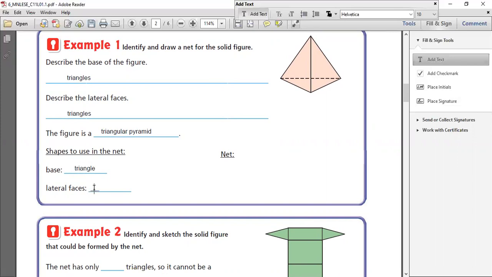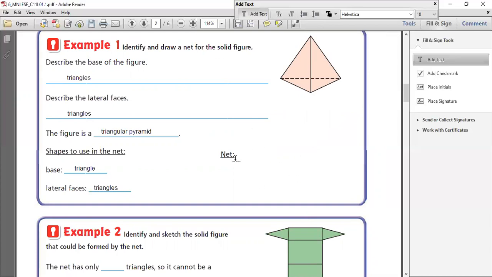Okay, how many lateral faces? Lateral faces of a pyramid. Just think how many lateral faces, which means how many triangular faces, will the pyramid have? It will have 4 triangles. So that's also going to be triangles. Lateral faces means what we can see from outside are also triangles, right?